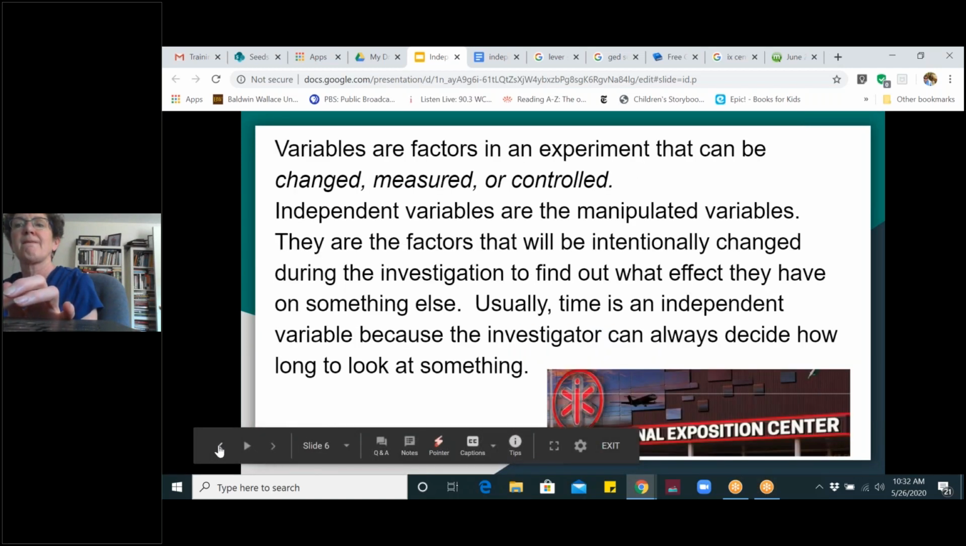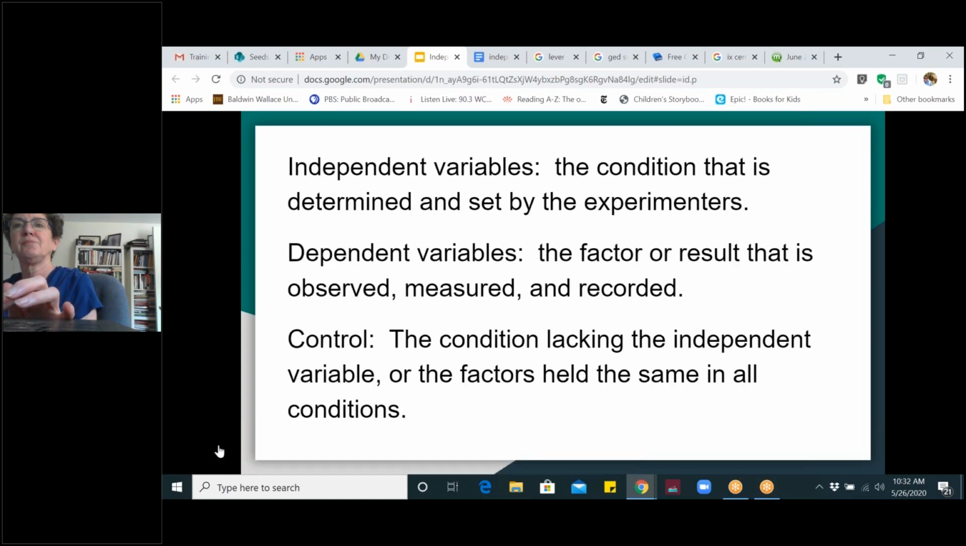Okay. I liked this one. Independent variable, the condition that is determined and set by the experimenter. Dependent variable, the factor or result that is observed, measured, or recorded. Control group, the condition lacking the independent variable, or the factors held the same in all conditions. Could you explain the difference between the independent variable and the control?